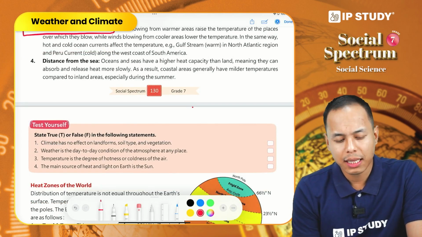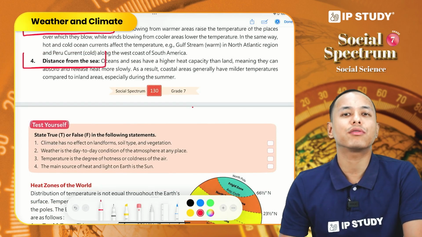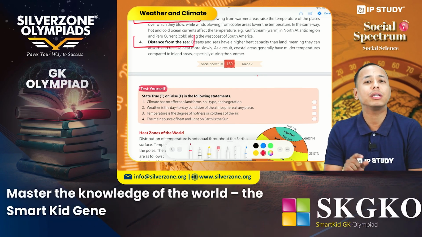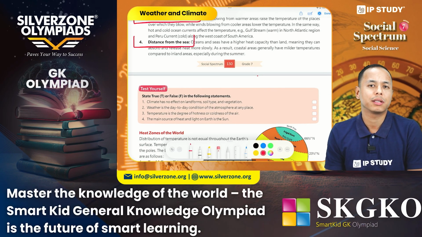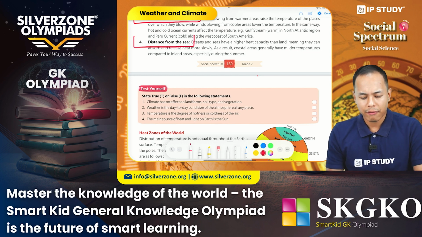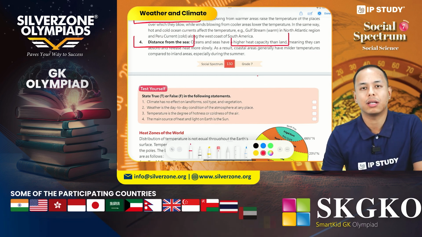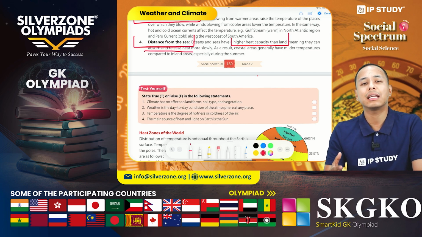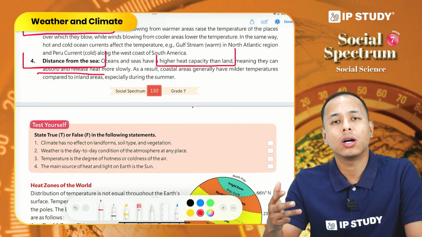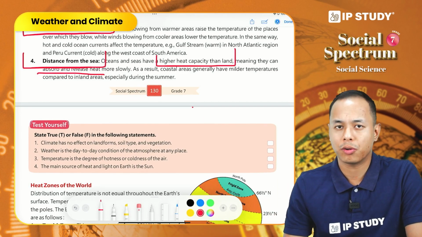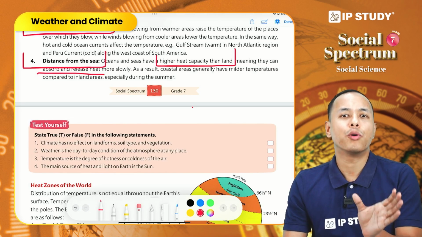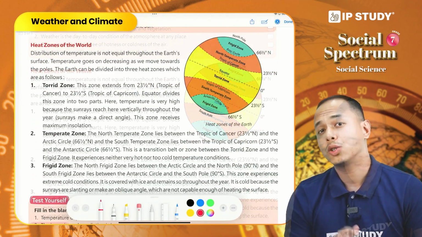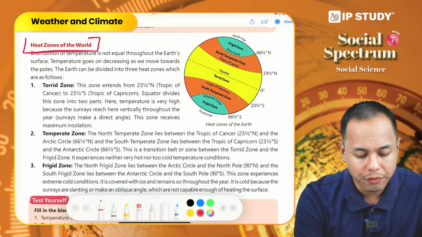Now, the fourth and the last point is distance from the sea. Coastal areas have milder or moderate temperature compared to the areas that are far away from the sea. This is because oceans have higher heat capacity compared to land, meaning they absorb and release heat more slowly. On the other hand, land gets heated more rapidly, but it also cools down very rapidly. So coastal regions have a very moderate temperature compared to the areas that are far away from the sea.